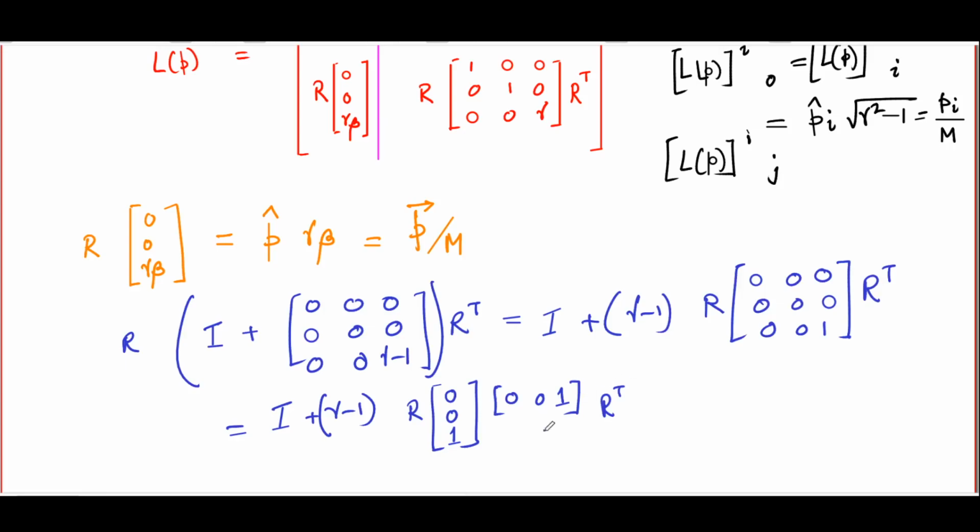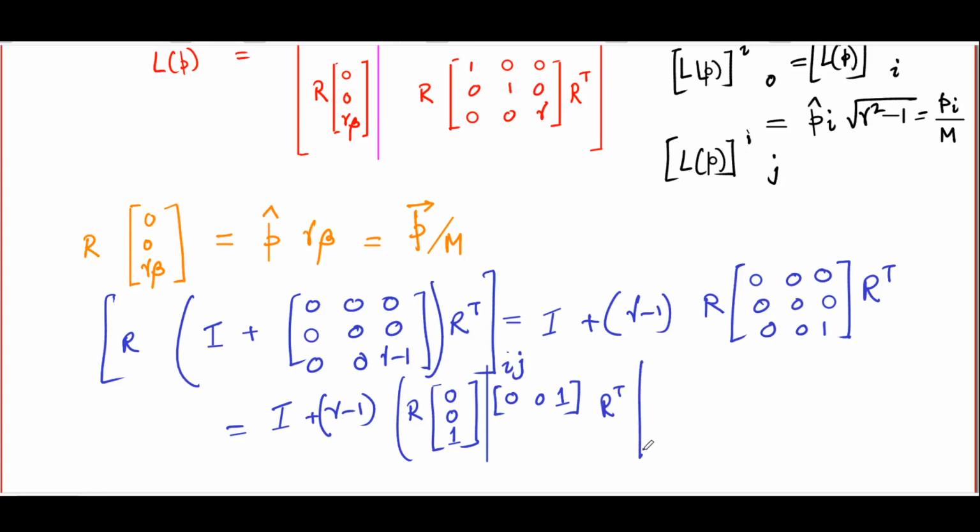So basically, R acting on 0 0 1 will give me a vector with 3 components, p hat 1, p hat 2, p hat 3. And this is nothing but its transpose, so this will give you p hat 1, p hat 2, p hat 3 again. And so, the ijth component of this object can be written down rather easily.